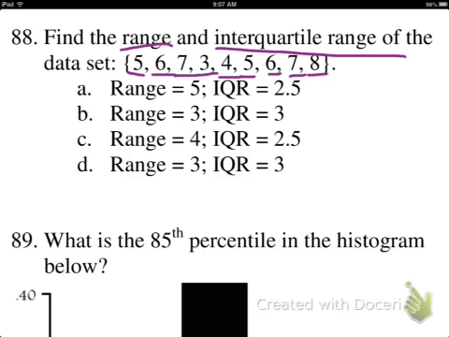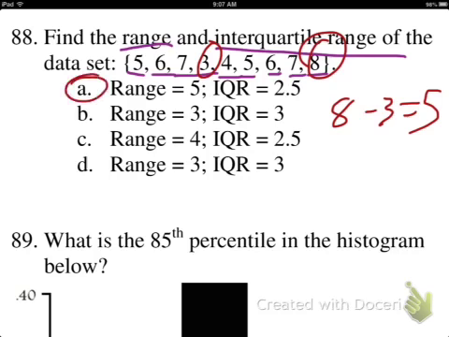So the range is pretty easy to figure out. If you just look at the highest number, the range is the highest number, which in this case is 8, minus the lowest number, which is 3. So 8 minus 3, which gives us 5. So that makes this really easy because it's multiple choice, so it has to be that one. So even without knowing the interquartile range, you could have answered this question.